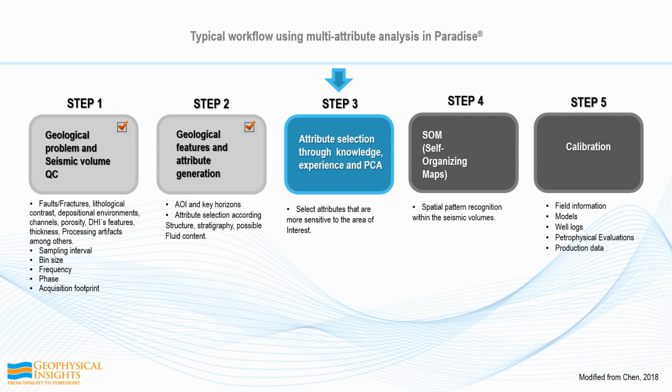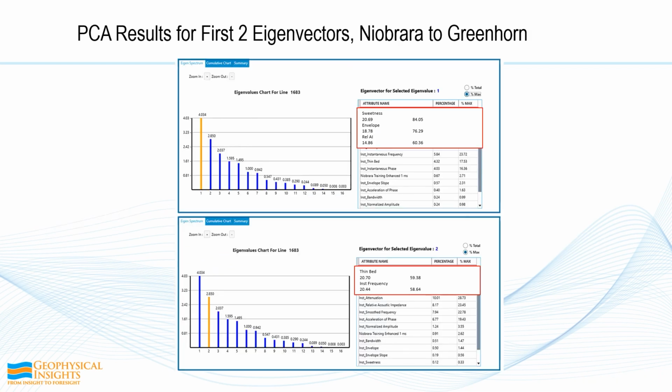So principal component analysis is the tool that we offer in Paradise to help with the attribute selection. This is a PCA menu from our Paradise software. This is for the Niobrara example. So in this case, we used a typical suite of post-stack instantaneous attributes put into PCA. I think there were 15 or 16 instantaneous attributes. The graph is shown for a single inline, 1683, which tied our one well that had a sonic log.